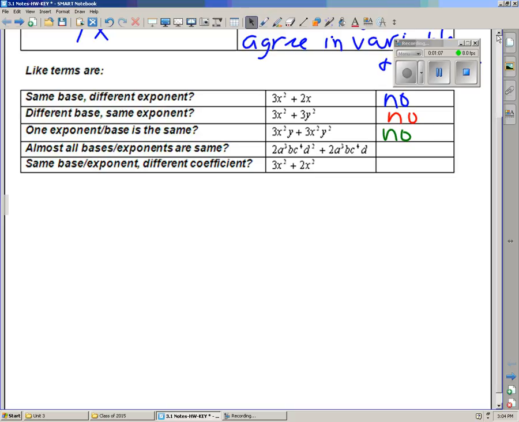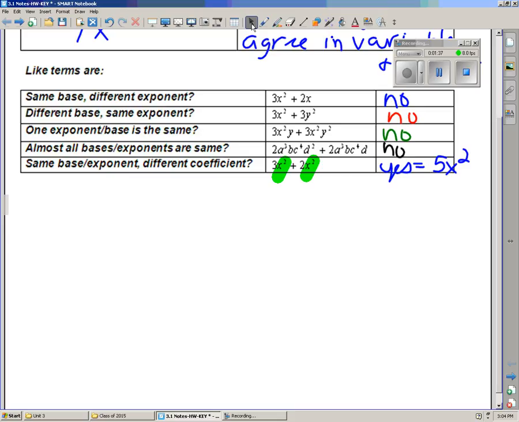If almost all the bases and the exponents are the same, like this next example, well, they're still not like terms. This last one, same base, same exponent, different coefficient, that's when they are like terms. It's 3x squared and 2x squared. The fact that we've got x squared to x squared, we do have like terms, and then this becomes yes, and if we actually solved it, they would just be 5x squared.